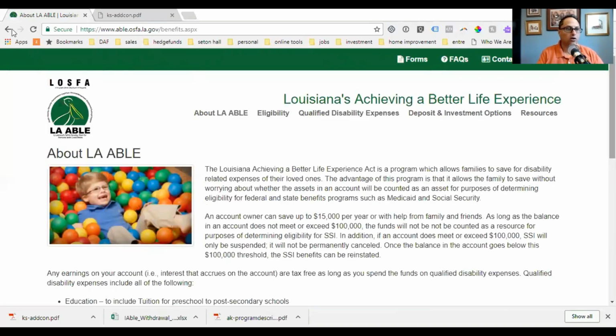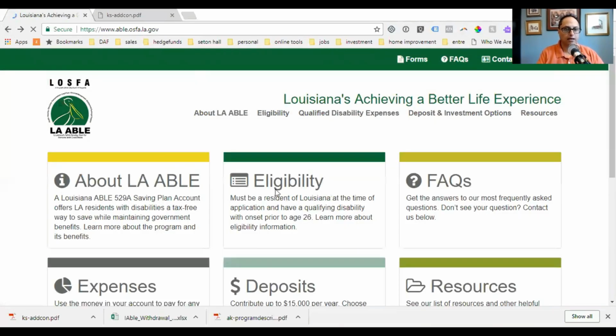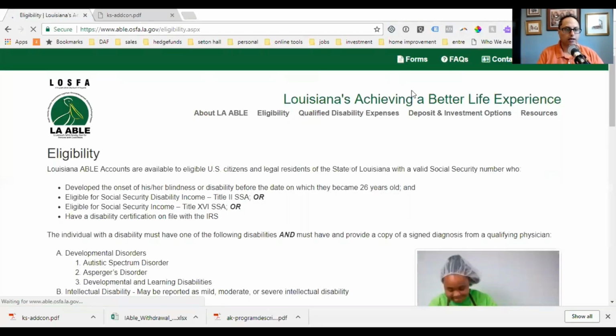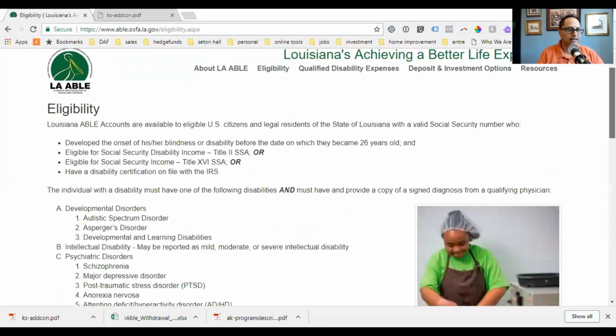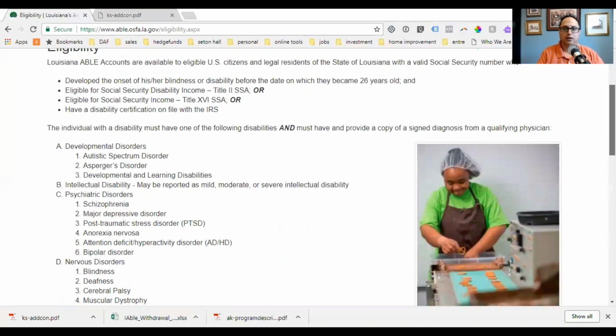Okay, let's go back. All right, so that was about ABLE. We're not going to look, actually we are going to look at, okay. And the reason why we're going to do this is because at the time, which is the beginning of 2018, Louisiana ABLE accounts are available to eligible U.S. citizens and legal residents of the state of Louisiana with a valid Social Security number.